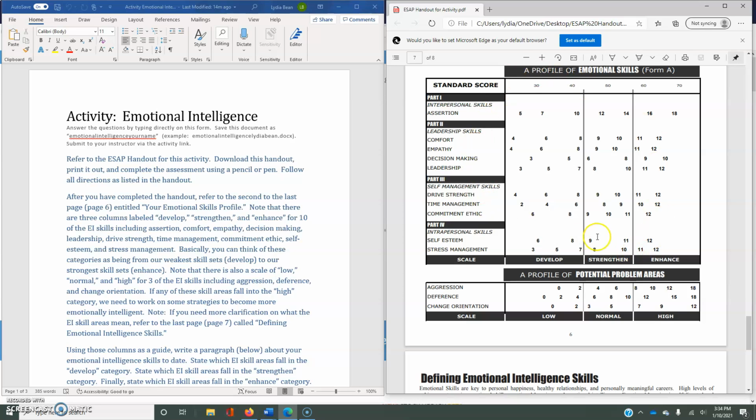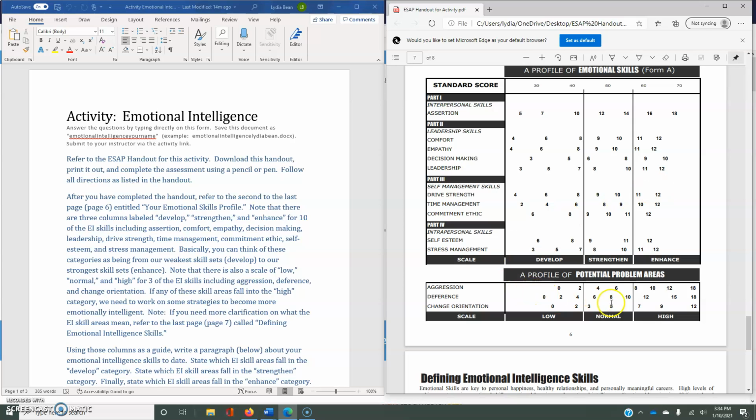So for all of these skill sets, you'll be placing a circle and a line, which will tell you where that skill set falls for you. If it happens to fall in the develop category, that's kind of a weakness. It's not so good, right? It's something we really need to put some time and energy and effort and strategies into working on. Strengthen is better than develop, but strengthen means it's not horrible, but it's not fantastic either. We still need to work on it. It's kind of middle of the road. And enhance is really good, but of course it's not perfect because none of us are perfect, but it means we still have some things that we could do to be even better.